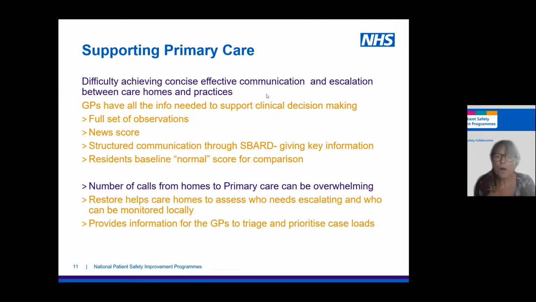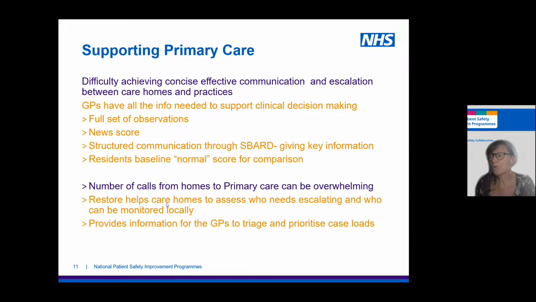So how can that help primary care, specifically working with care home residents and domiciliary agencies and people that interface with both of those? So we hear from our primary care colleagues that they sometimes have difficulty achieving concise, effective communication and escalation between care homes and practices. So Restore2 gives GPs information around full sets of observations through a News2 score, structured communication through the SBAR tool, which gives key information in a consistent and rapid way, and that residents have a baseline for what's normal for them, so that we can really see when that deterioration is happening and what pace it's happening at.